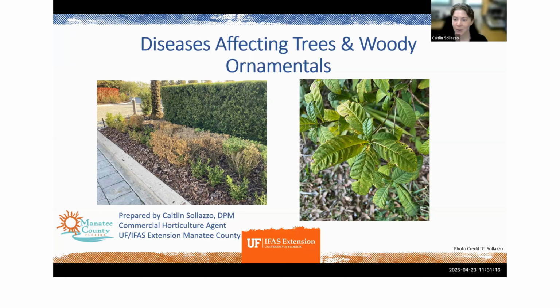So trees and woody ornamentals. Originally, I was going to have this be two parts, the woodies, and then do more like herbaceous, annuals, vegetables. But as per usual, it was getting really long, and I like to talk about this stuff a lot. So I think we're just going to do just woodies today. So trees and woody ornamentals.